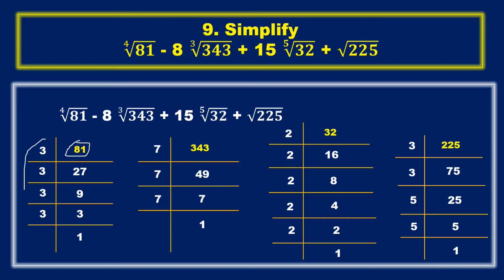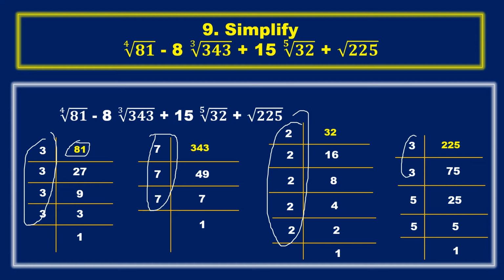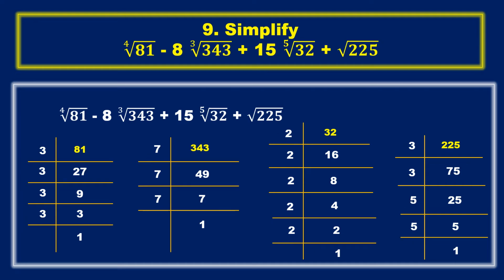Now 81 I can write as 3 power 4, right? 343 I can write as 7 cube. Now 32 is 2 power 5. Now 225 is 3 square into 5 square. Okay, so I can write these things in that way.